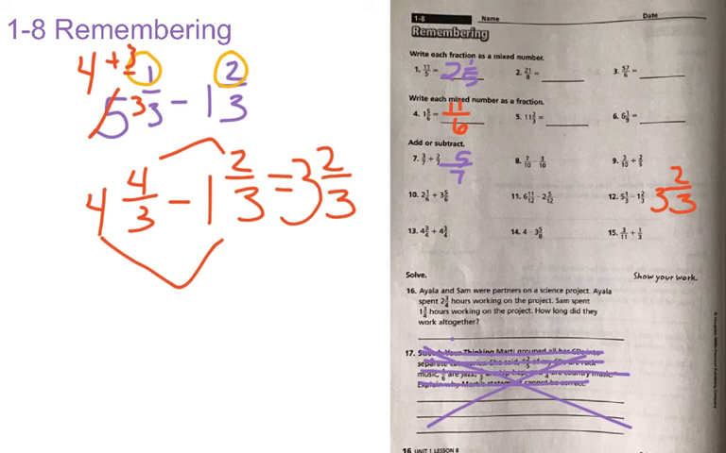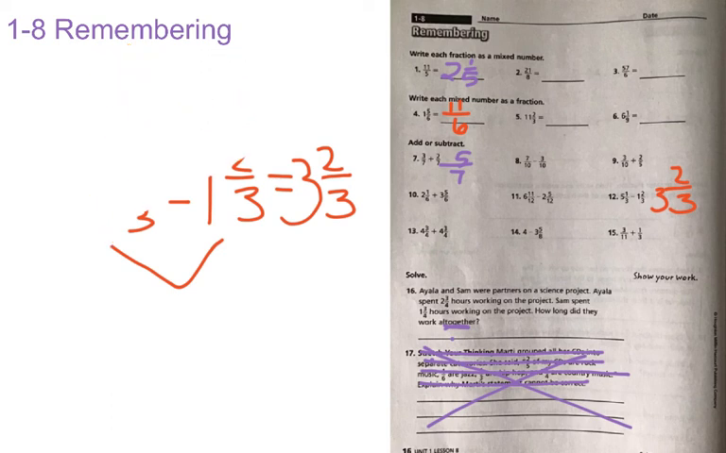All right. Now, number 16 says Ayla and Sam were partners on a science project. Ayla spent 2 3/4 hours working on the project. Sam spent 1 3/4 hours working on the project. How long did they work all together? Well, when you see the words all together, you know that you're going to be adding. So this is an addition problem, so go ahead and set it up and figure out how long they worked all together.